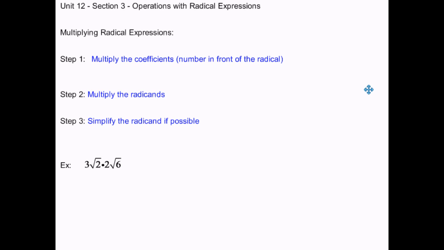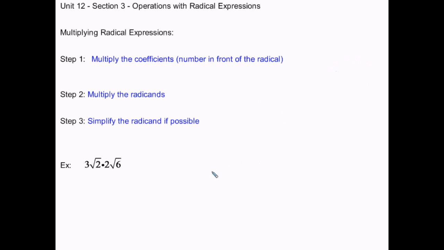Now for multiplying radical expressions, again, a radical expression is any expression that contains a radical. We need to multiply the coefficients, which are the numbers in front of the radical. Then you multiply the radicands, which are the numbers underneath the radical. And then, if it's possible, you simplify the radicand, which means that if there's a perfect square inside of the radicand, we have to simplify it further. And I will go over that a little bit in this video again, but I've done that in my last video, which was simplifying radical expressions.